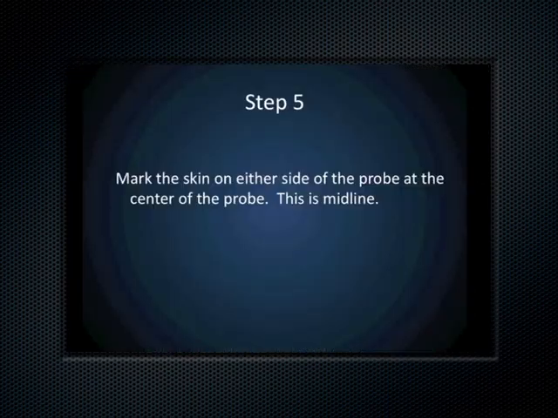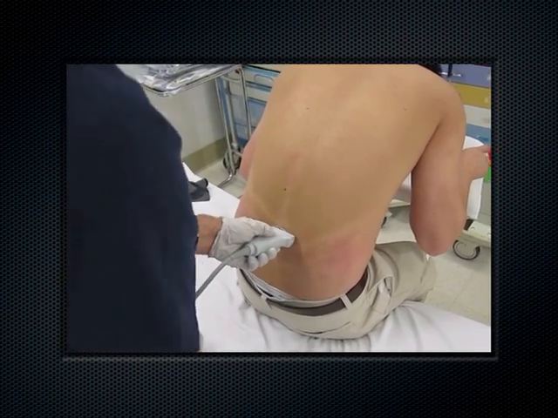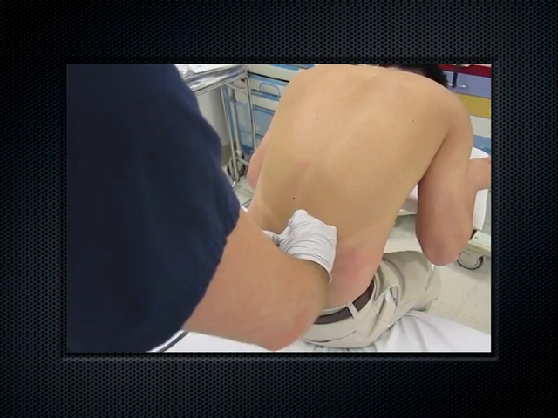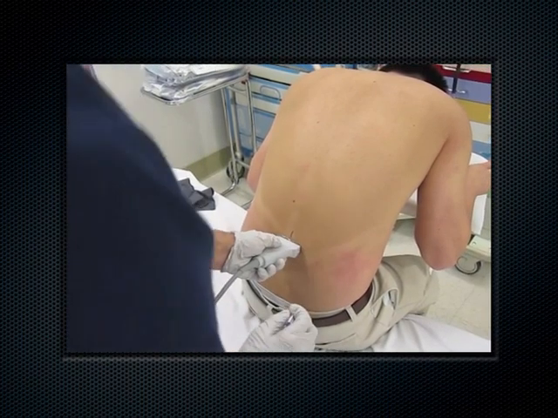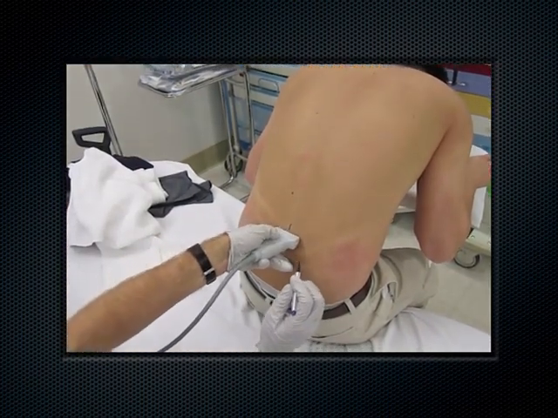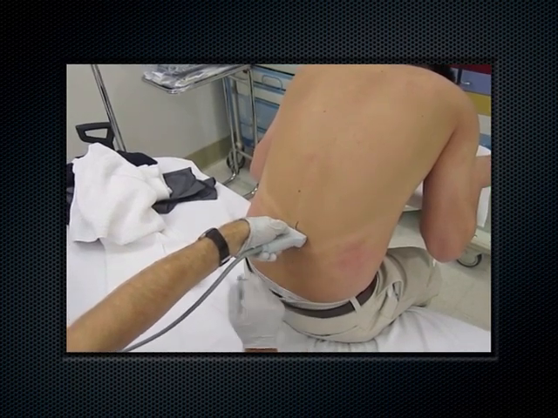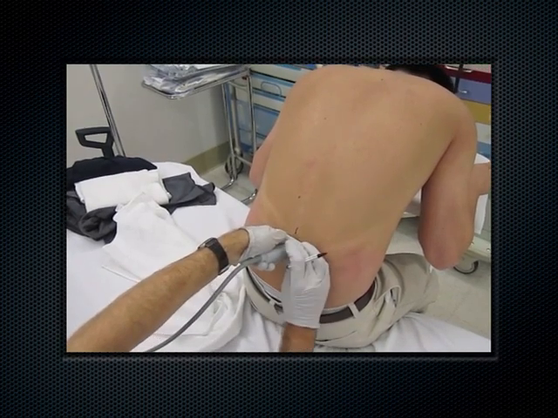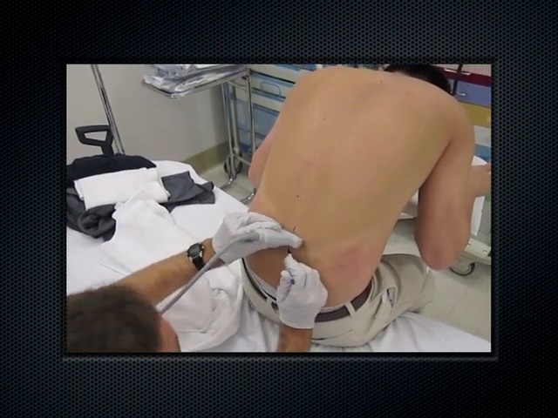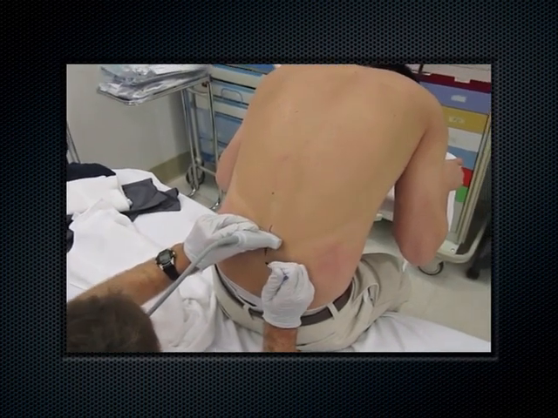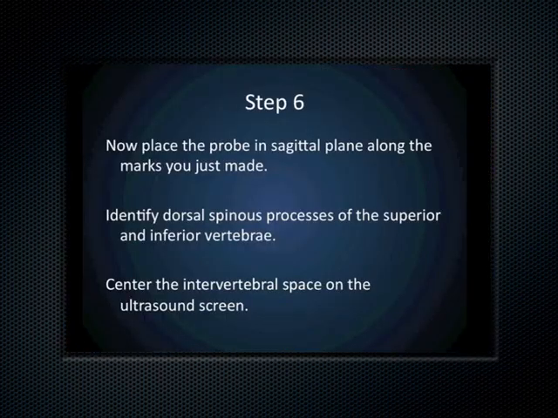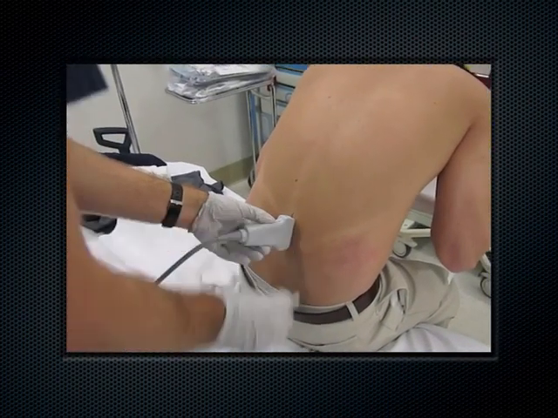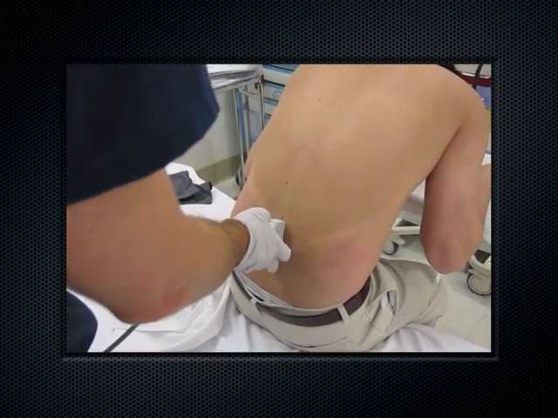Once you have found the spinous process and centered it in the middle of the ultrasound screen, then you are going to make 2 skin marks on the patient's back. You are going to place these marks right in the middle of the probe on either side. When the probe is removed from the patient's back, these 2 marks tell you where midline is. Now, place the ultrasound probe in the sagittal plane along midline, which is the marks that you just made.